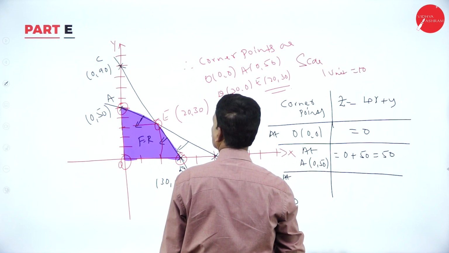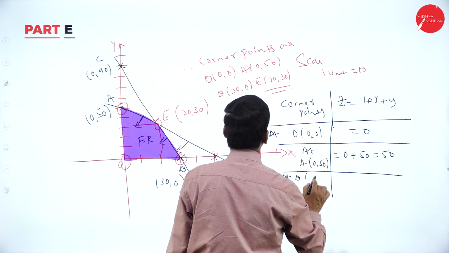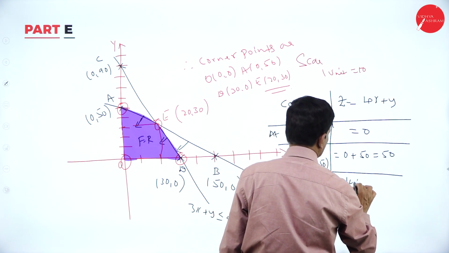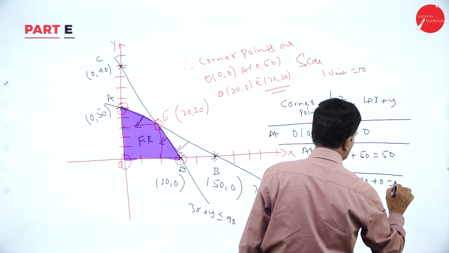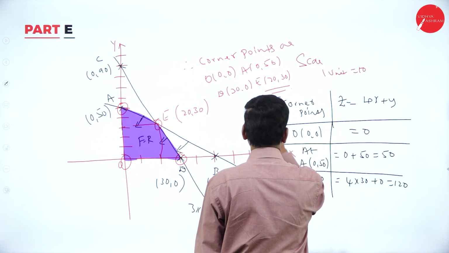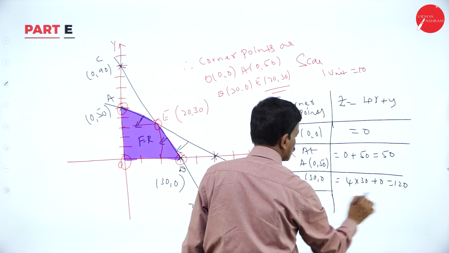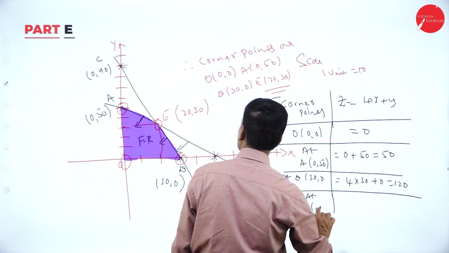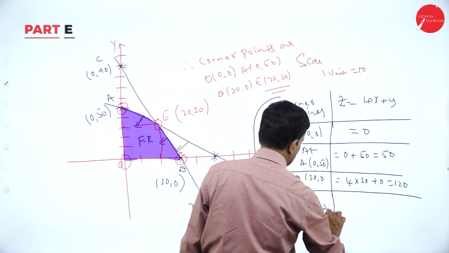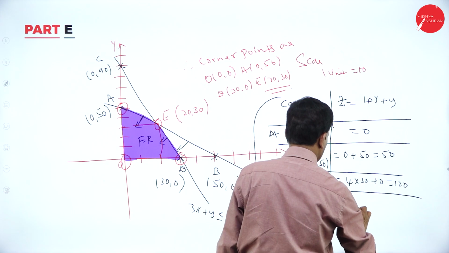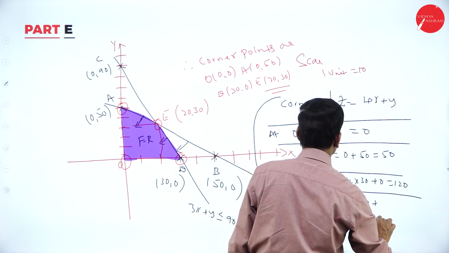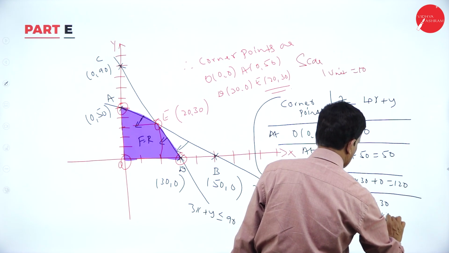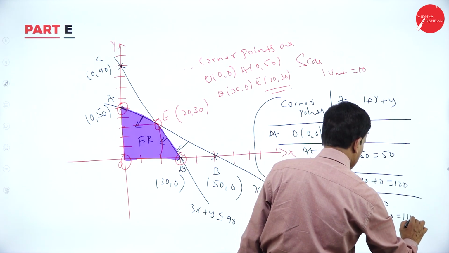Next, at D, what is D? D is 30 comma 0. At 30 comma 0, you will get 4 into 30 plus 0, that's equal to 120. Next, at last, what is the last point? That is nothing but E. At E, 20 comma 30. What will you get? 4 into 20 plus 30. That's nothing but 80 plus 30 is equal to 110.